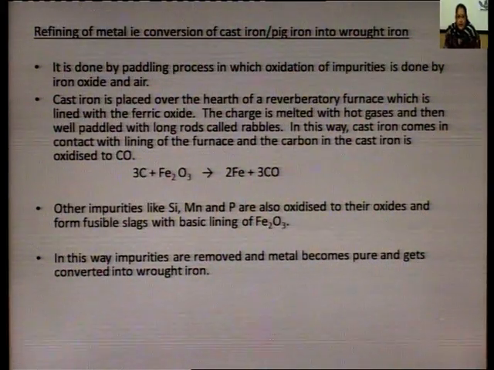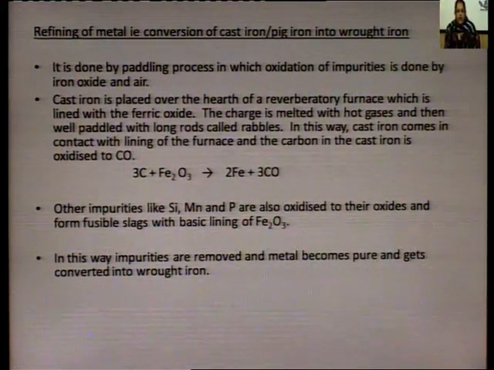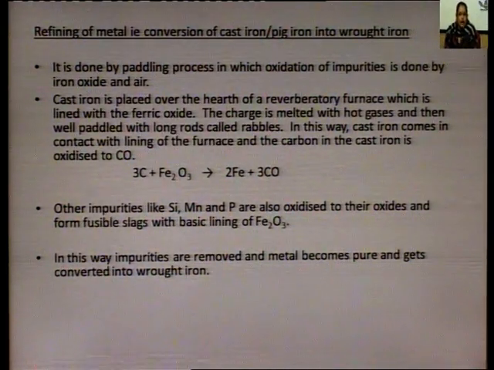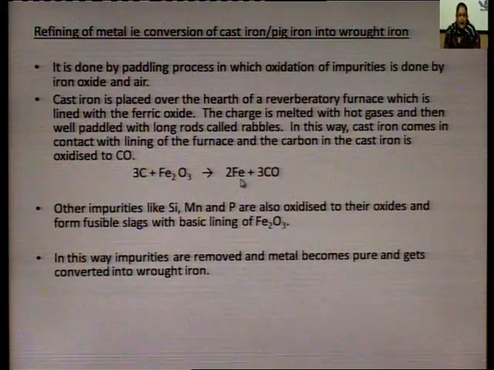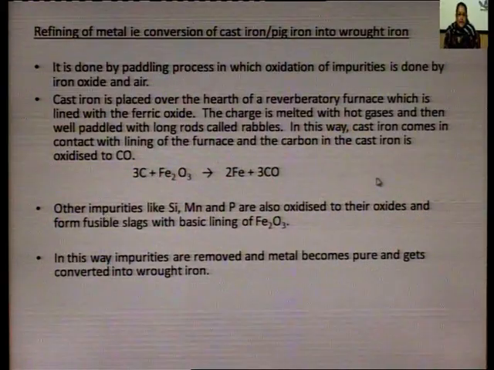And in this way the cast iron, which is the impure iron, comes in contact with the lining of the furnace, and the carbon, which is the main impurity in the cast iron, is oxidized to carbon monoxide. As in the reaction written, carbon reacts with Fe2O3, that is iron oxide, and it gets converted to iron, and the carbon which is present as an impurity gets oxidized to carbon monoxide and is removed as a gas.